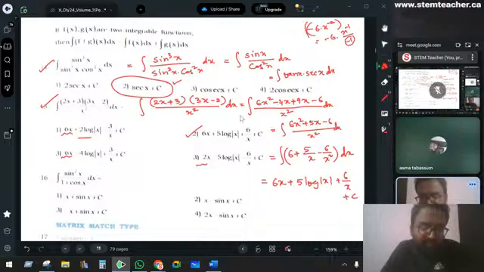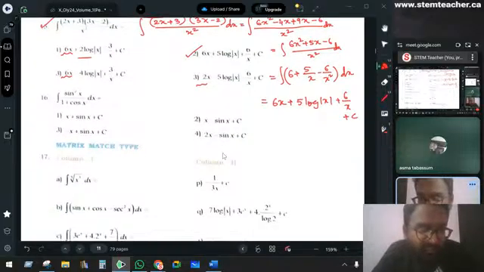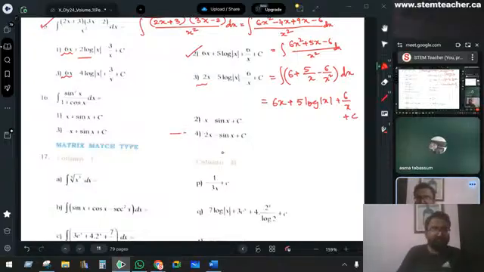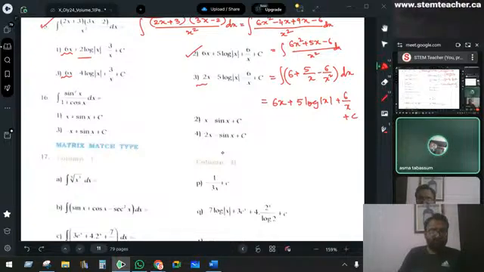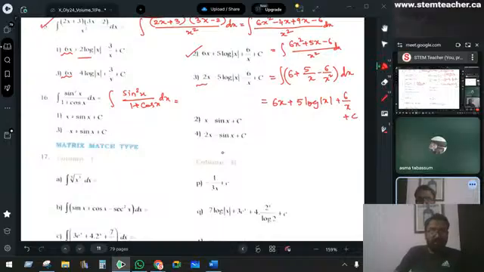So next, what is question 16? Integration of sin square x by 1 plus cos x into dx. What is the answer here? Tell me, how can we simplify first? Sin square x, 1 by 1 plus cos x. How can we simplify?